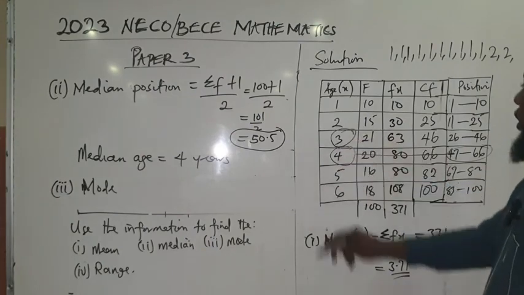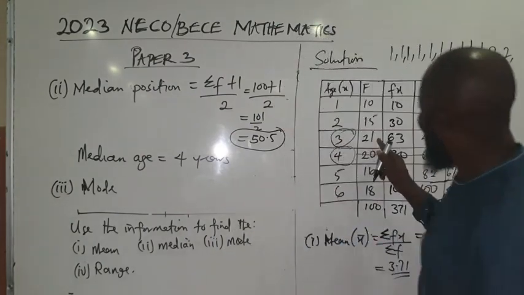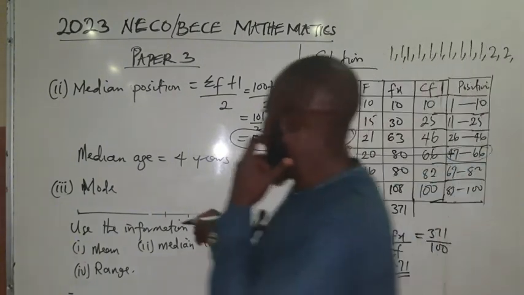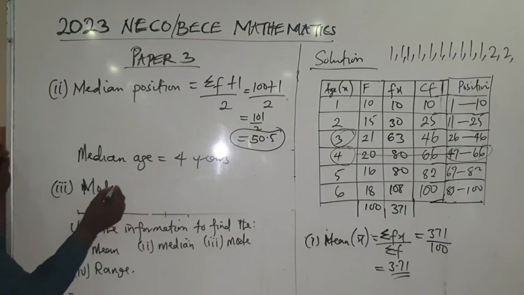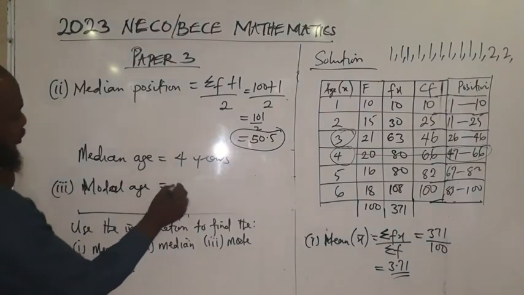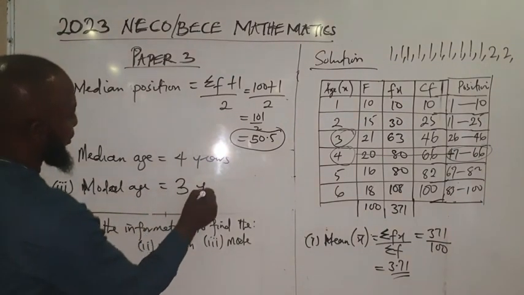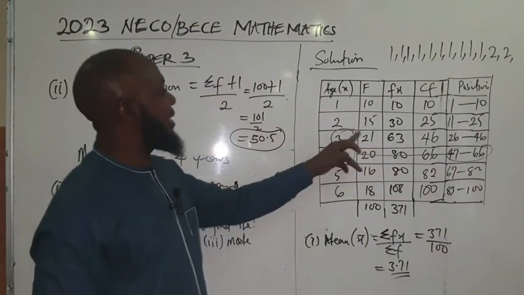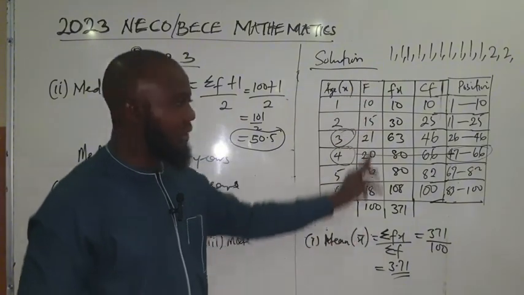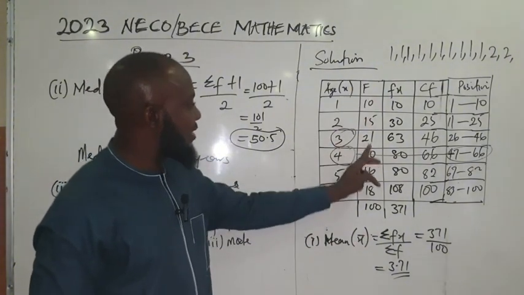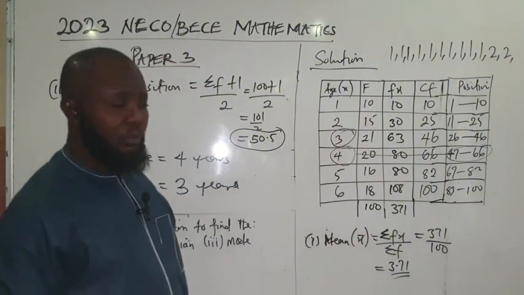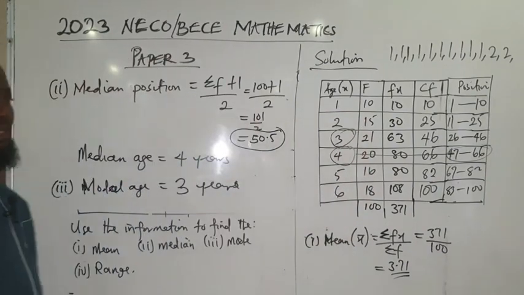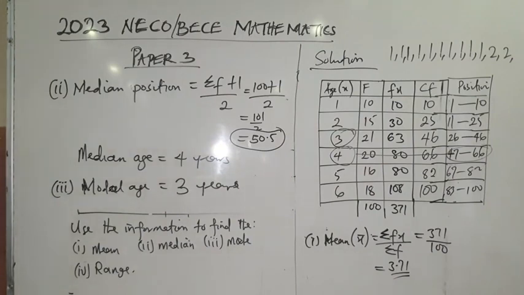So that means it is what? 3 years old. We are not writing out the frequency, rather we are looking at the age. So modal age, sometimes we call it modal age, is what? Is 3 years. Because it is 3 years that has the highest number of children, which is what? 21. Followed by 20, followed by 18, 16, 15, and 10. I hope I'm making sense. Good. And the last one is what?